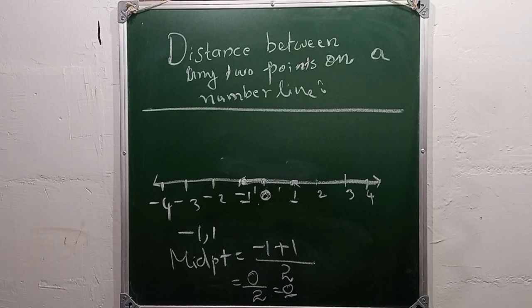Okay, so we have 2 points. One is the distance between any 2 points on a number line. For that we just subtract the smaller from the larger, and that is the distance between any 2 points on a number line.